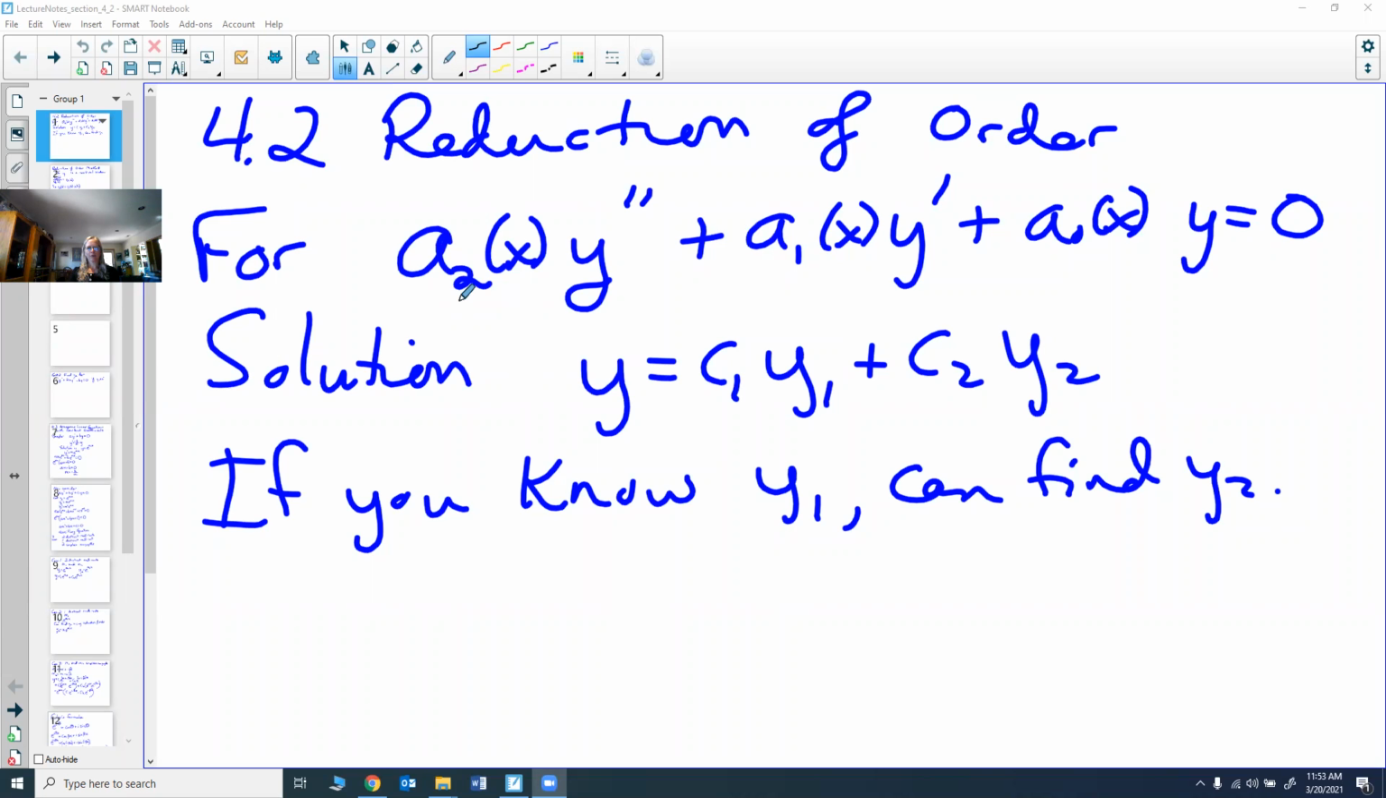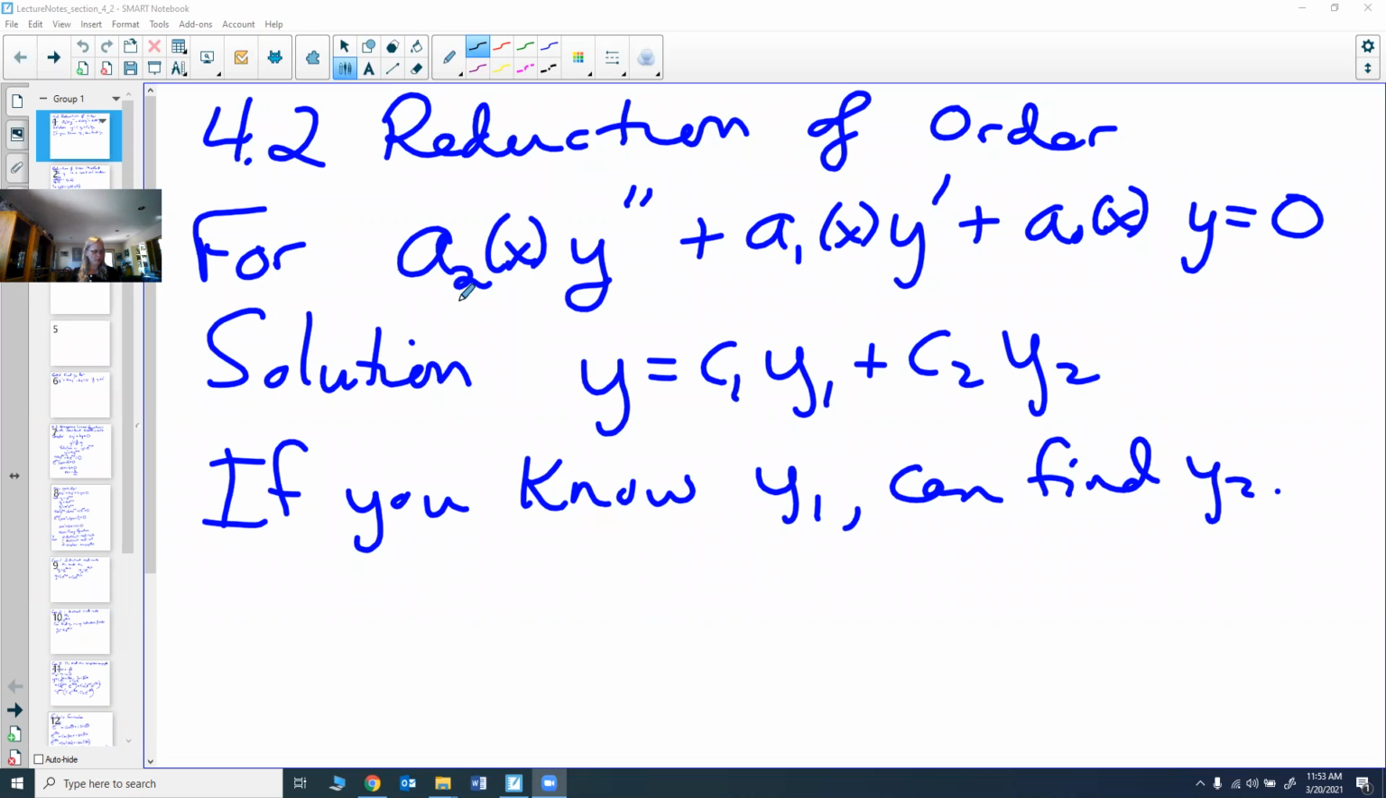And that is that if you happen to know what one of the solutions is, you can actually find the other solution. And sometimes we can find one just by guessing what we think it could be, and then using that to find the other one. So this is a very powerful method for finding solutions: if you can figure out what one is, then you can find the other, if we're talking about a second order differential equation.